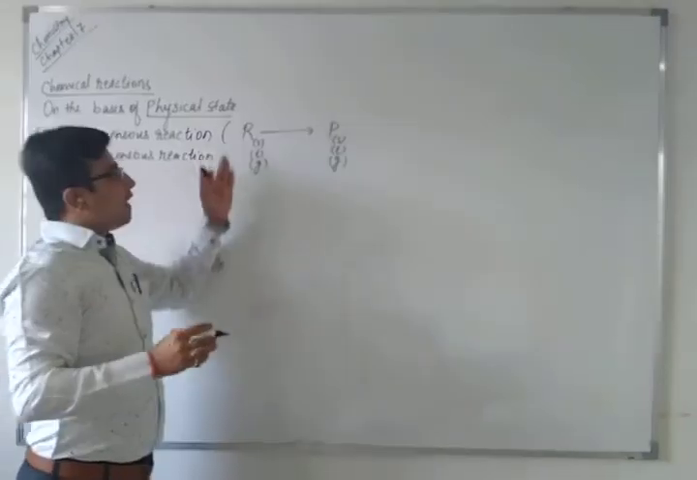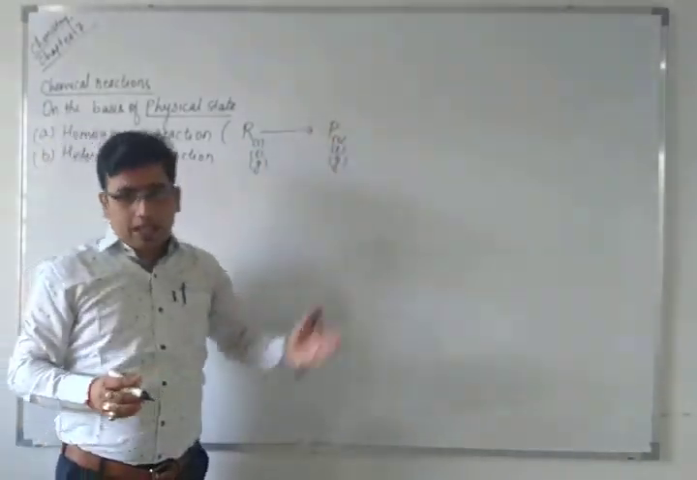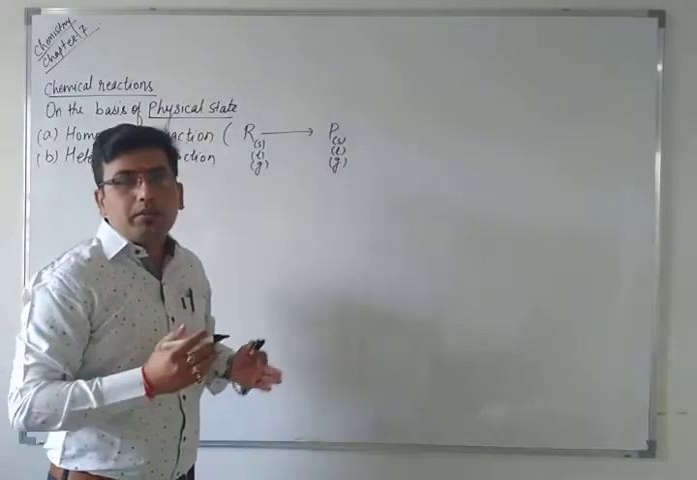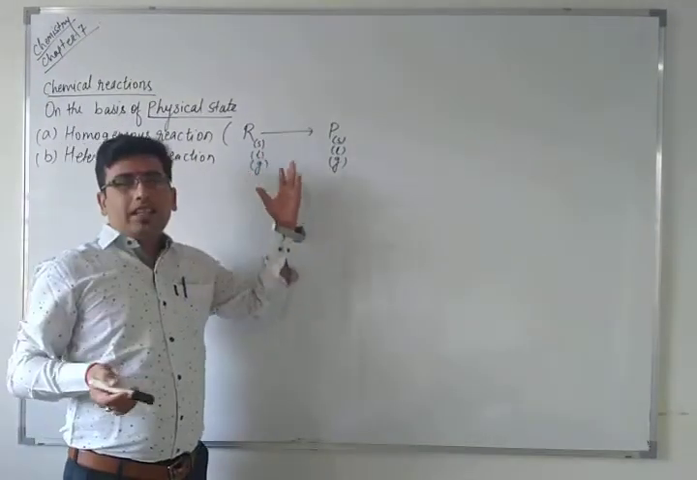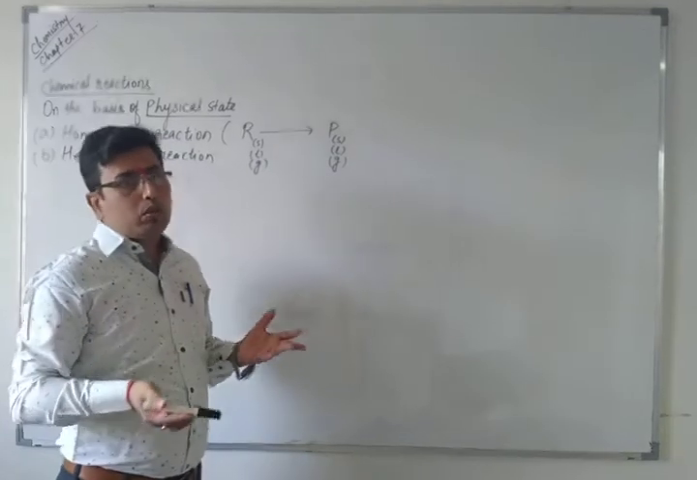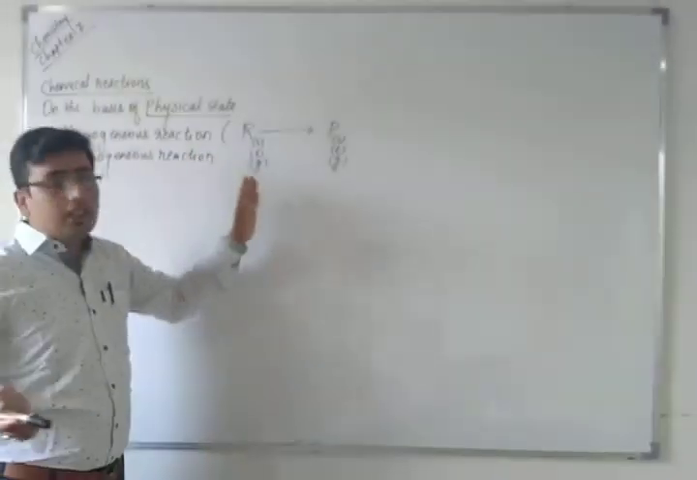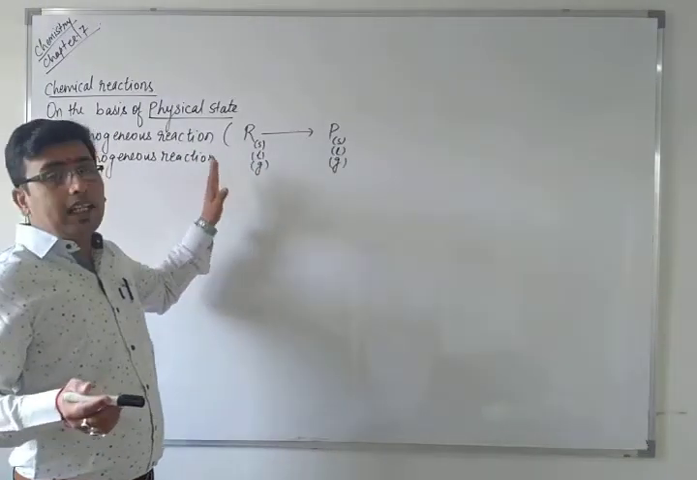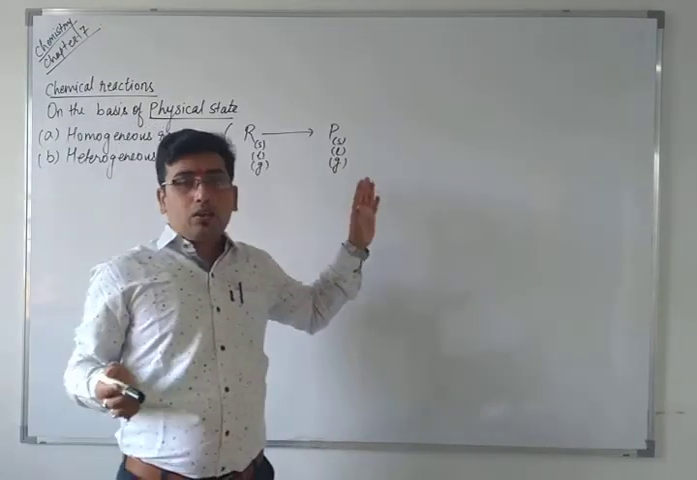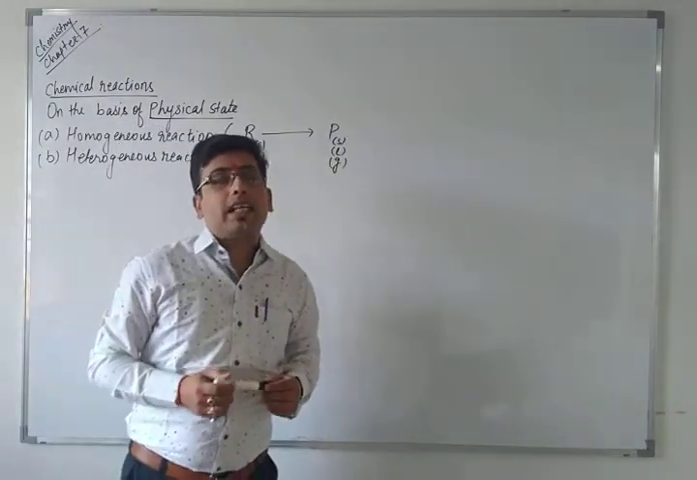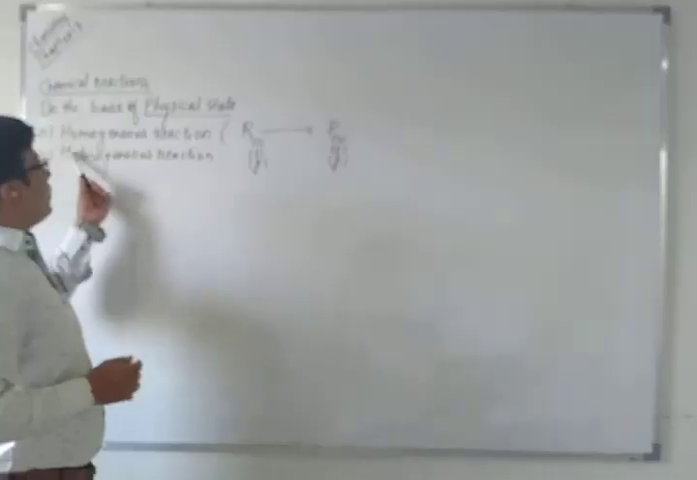You know very well there can be many reactants and many products, whether it is a combination reaction, decomposition reaction, or displacement. The reactants can be two or more than two, and the product can be one, two, or more than two, right? So when the reactants are in whatever physical states and the products are also in the same physical state, then that type of reaction is called a homogeneous reaction.